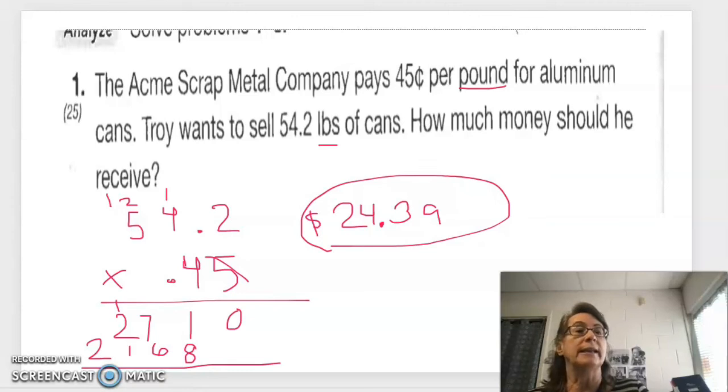Now, check it. Is this going to be reasonable? 45 cents is close to a half. Half of 54 would be 28, and this is just below 28. So it is a reasonable answer that we have gotten.